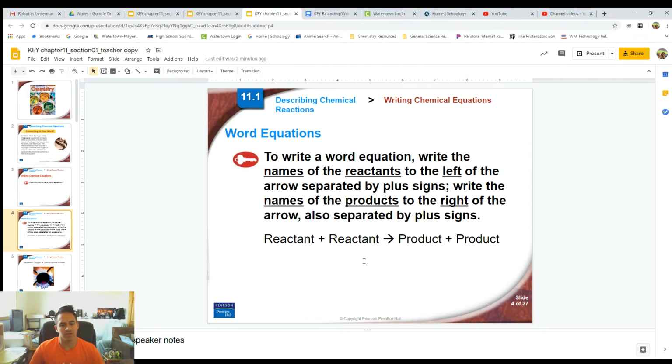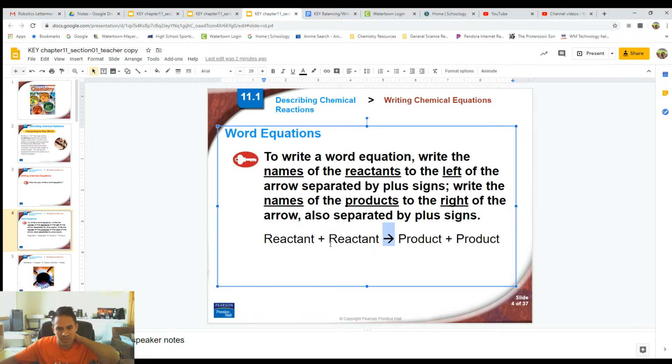So understand that when we're writing chemical reactions, there's a general formula where we have names of the reactants to the left, and then we have names of the products to the right, and we have plus signs that separate everything out, and this arrow that separates out the reactant side from the product side. Okay. Now it shows here two reactants and two products. You can have any number of reactants and any number of products. You can have one reactant and two products, or two reactants and one product, or any number. Okay. But the arrow is the dividing line, and we have plus signs between every piece.